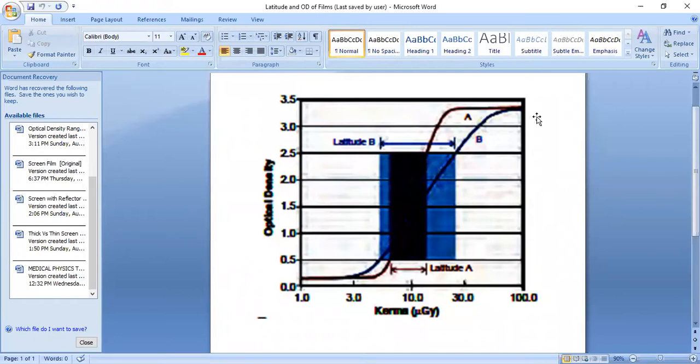So that is that about the HD curve and contrast. Contrast is a very important consideration, but we also look at the latitude. If a film has good contrast but doesn't present a very good latitude, then you could as well discard it. So let's continue.